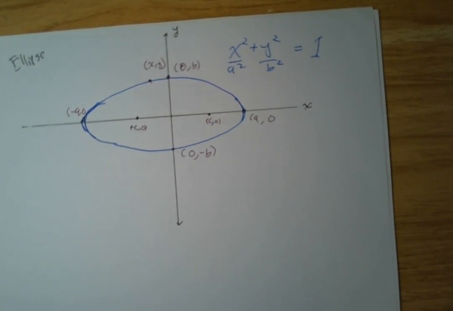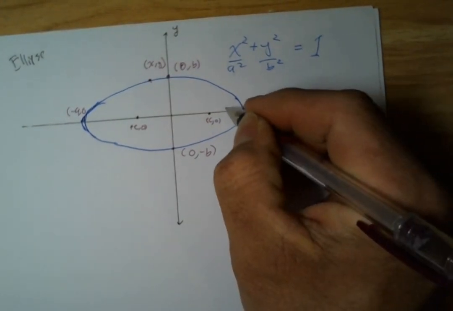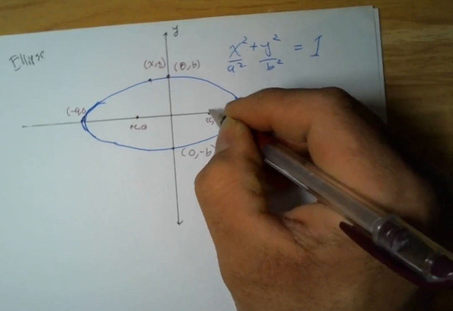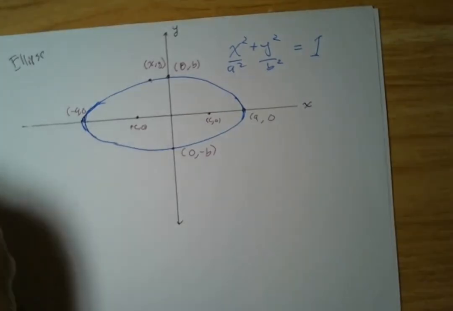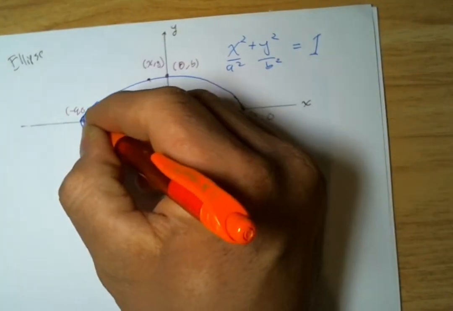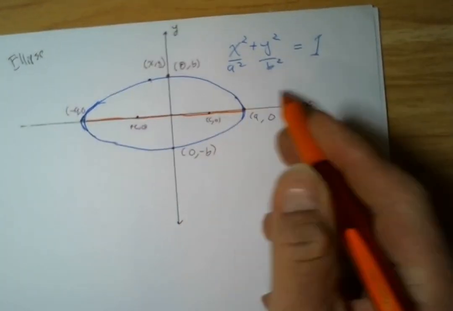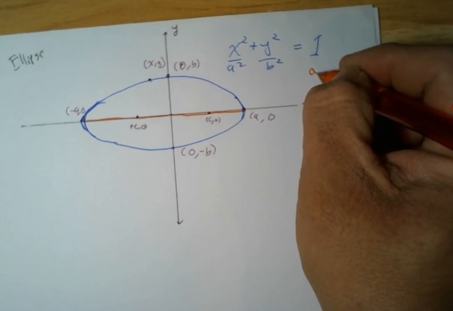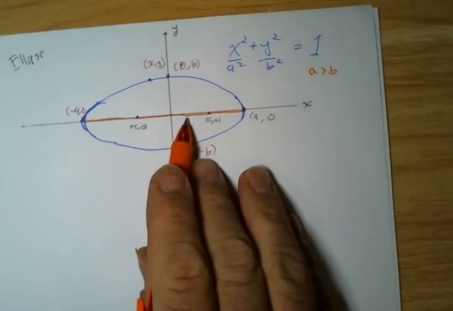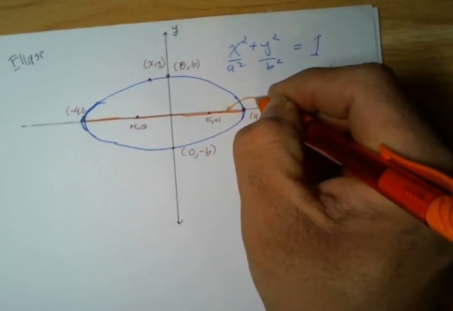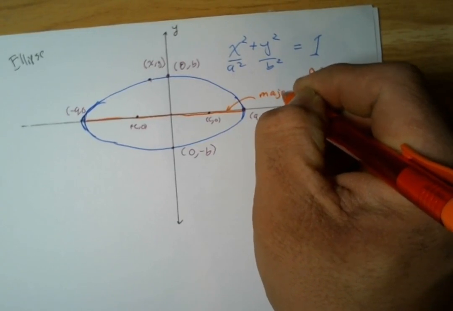Let me use a different color here. In this case, for this particular equation, a is greater than b, and when that happens, this is called the major axis.